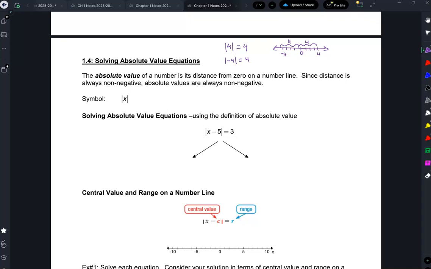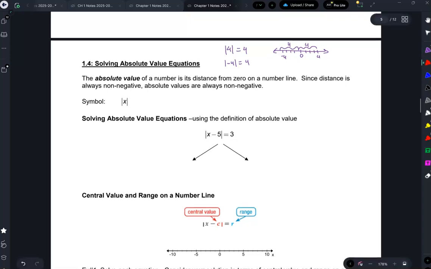So now, thinking of it in a different way, if I told you absolute value of x is equal to 2, now I'm asking for all of the numbers x that are 2 units away from 0. What numbers are those? 2 and negative 2. That's why we say x equals 2 and negative 2, right? So now, looking at this, there are 3 situations.